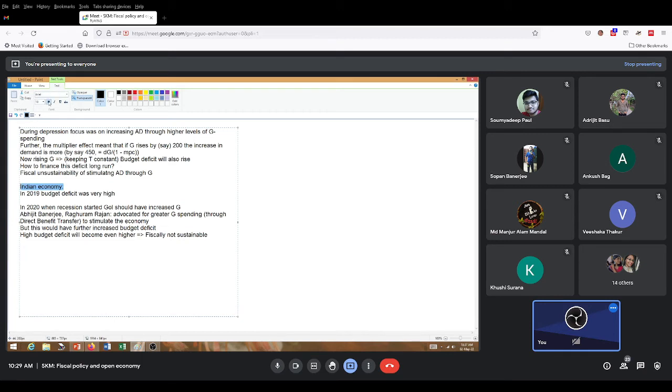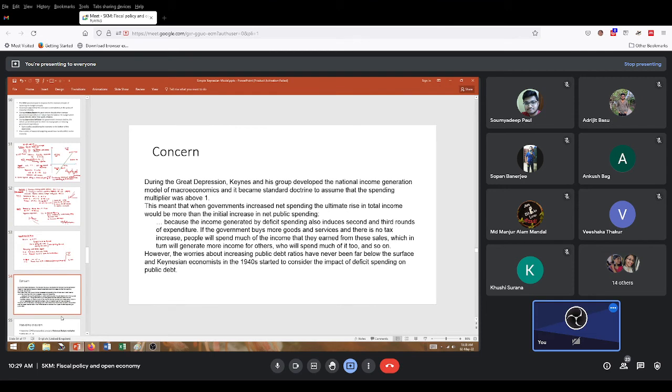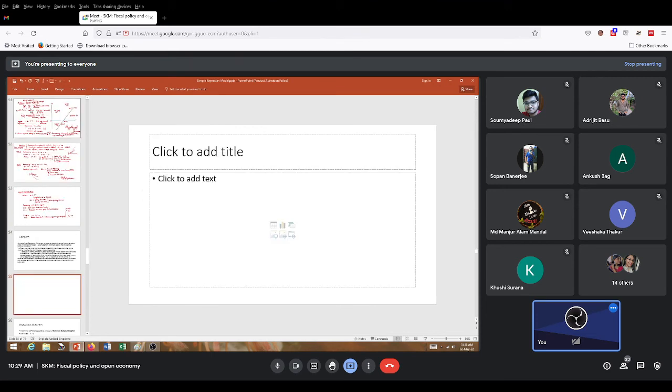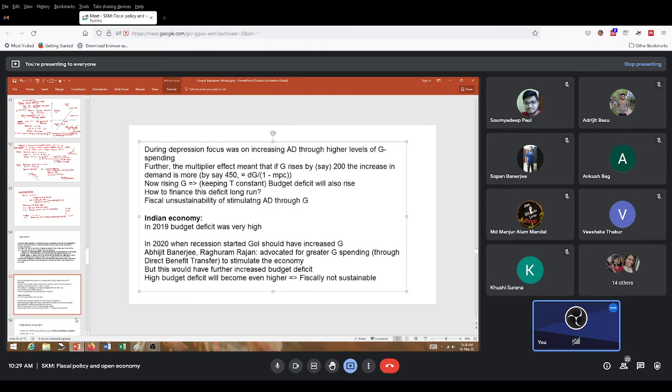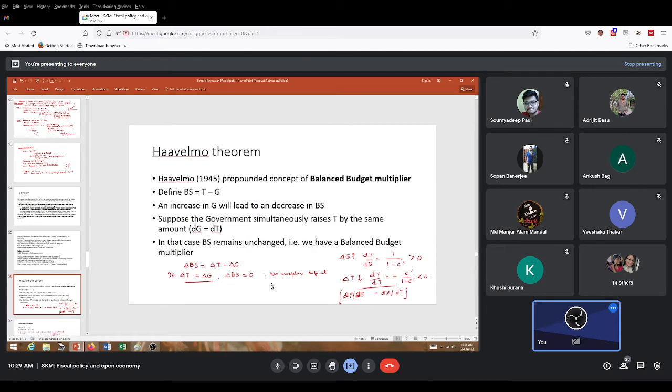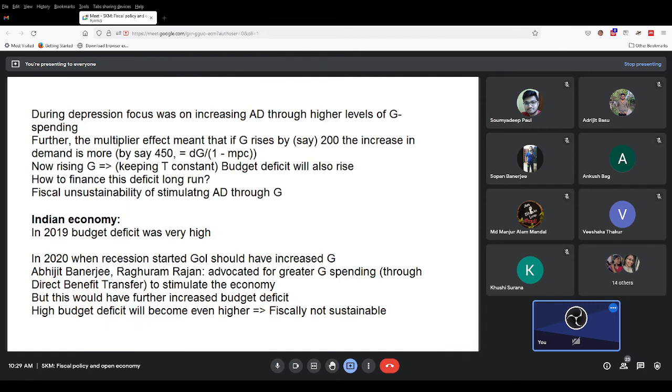So as you can see, the Keynesians did say that you should increase G, but they also realized that this is something that cannot be continued forever. You have to stop at some point. In the short run, fine, you can continue, but in the long run, there is a payback time. So Haavelmo propounded in 1945 the concept of a balanced budget multiplier.